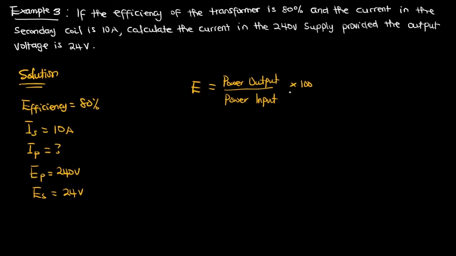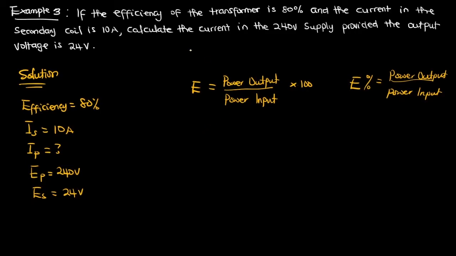Okay, so since the 100 is multiplying here, we can leave it like this for now. When you have the efficiency already given to you in percentage, like we have over here, then you take off the 100. So the efficiency is just equal to power output over power input, because the percentage has already been brought over to this side. Which is what we are going to do now.